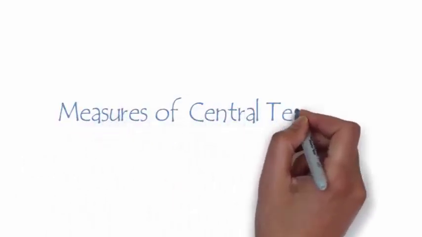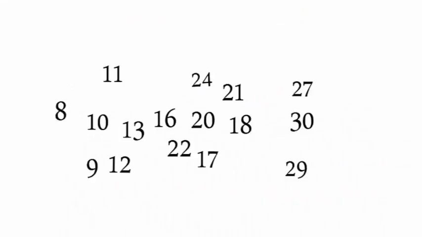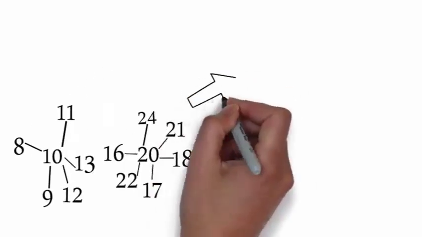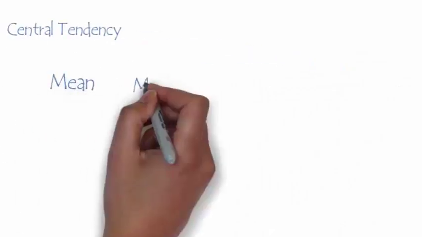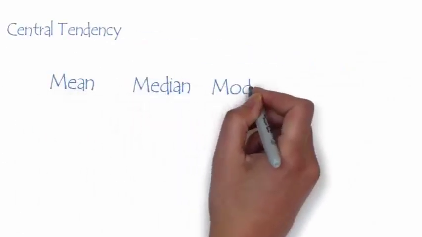Measures of central tendency. When we collect numerical data regarding a particular group, we find that there is always a number about which most of the numbers from the given data seem to be crowded. This tendency of a group is called its central tendency. Arithmetic mean, median and mode are measures of central tendency.